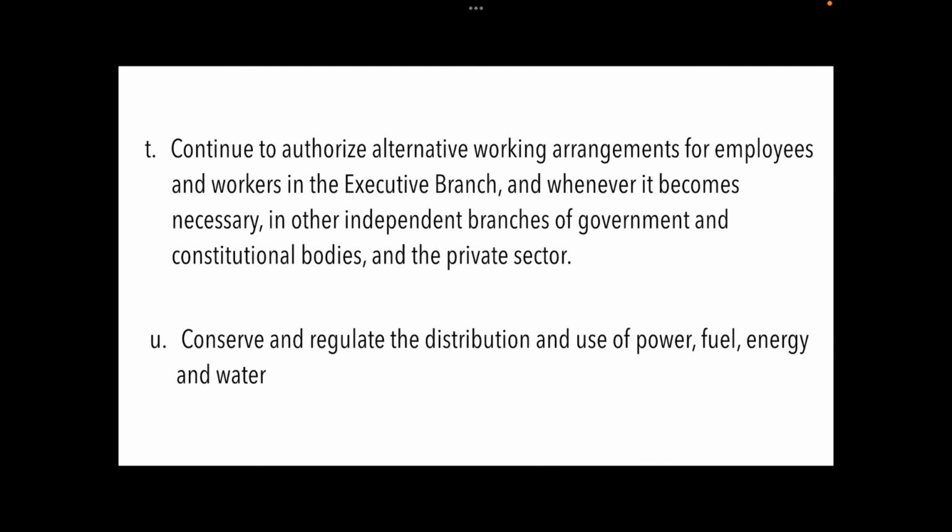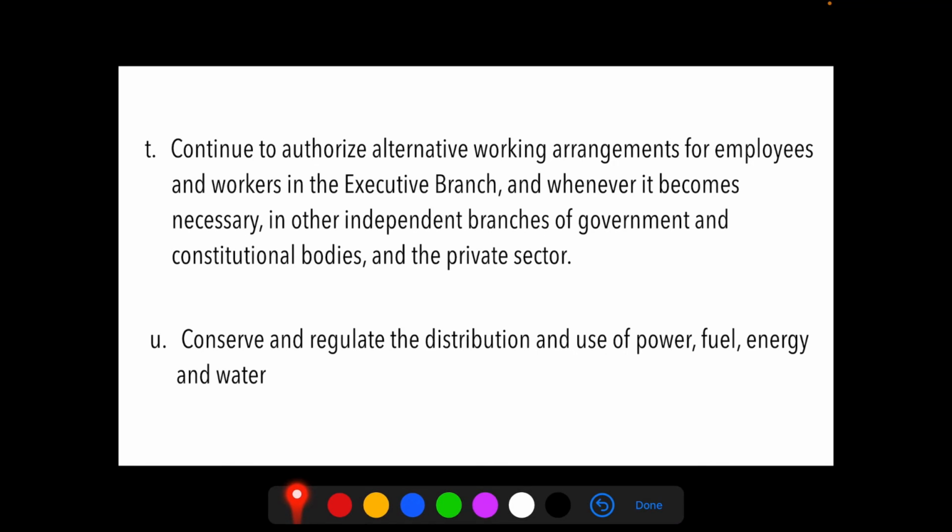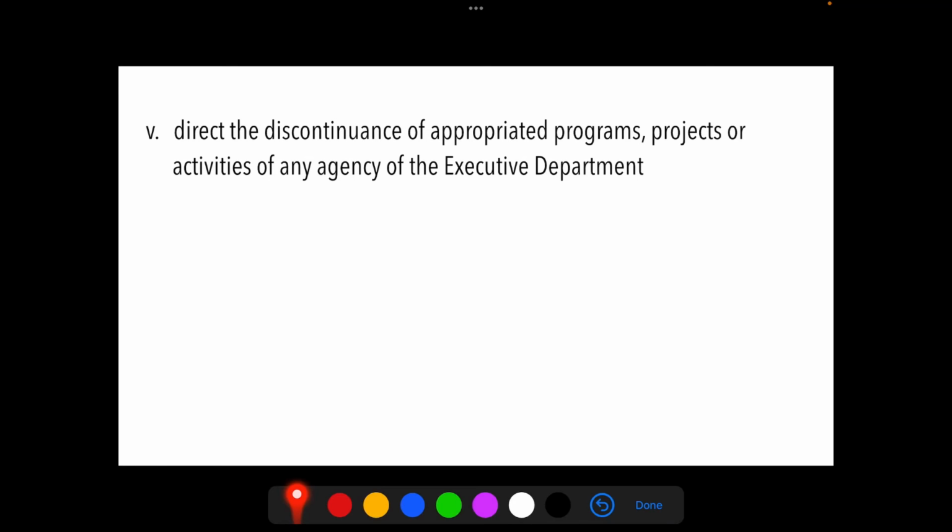Next, continue to authorize alternative working arrangements for employees and workers in the executive branch, and whether it becomes necessary in other independent branches of government and constitutional bodies and the private sector. And also conserve and regulate the distribution and use of power, fuel, energy, and water, and also other related supplies. Next one, direct the discontinuance of appropriated programs, projects, or activities of any agency of the executive department.